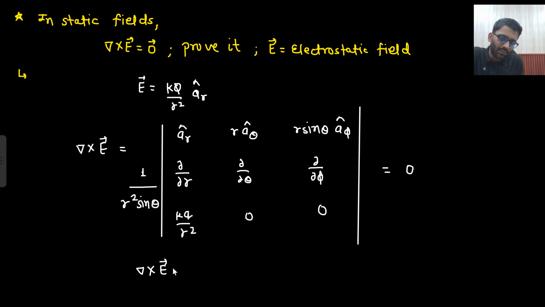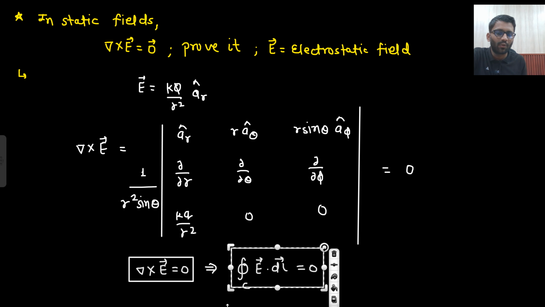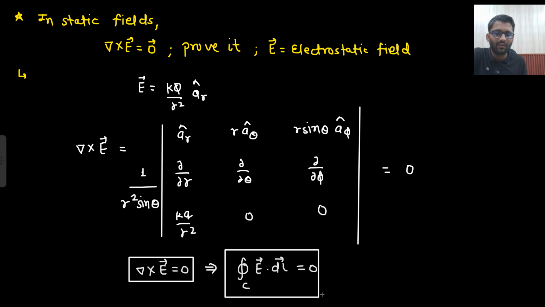So what did you get to know here? Del cross E is equal to 0. From here, if del cross E is 0, then what can you say? That my closed line integration of the electrostatic field along any path is equal to 0. And what conclusion can I make from it? This we have already studied, right? If del cross E is 0, then the closed line integration of this field will be 0.